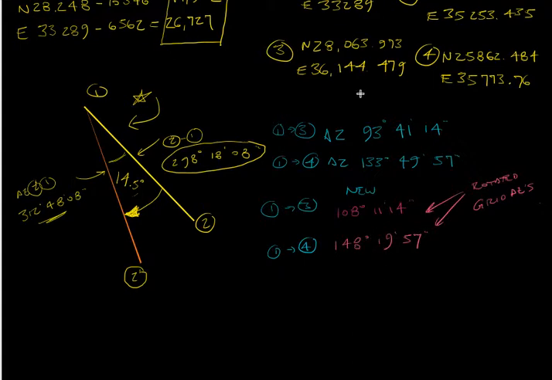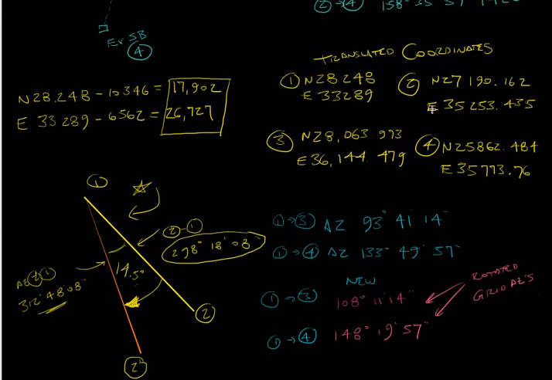Right, so I already did the math, but if you want to inverse from 1 to 3, you just use these coordinates up here. You inverse these 1 to 3, and you inverse 1 to 4, right? And you should get these 93, 41, 14, and 133, 49, 57. And then all you have to do is add 14 and a half to each one to get your new rotated azimuth.